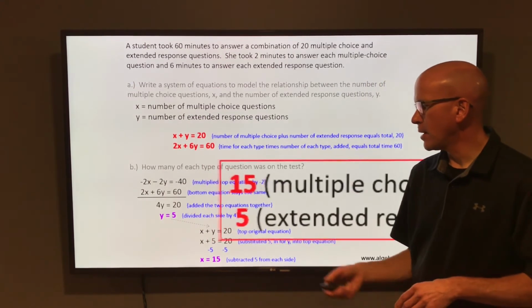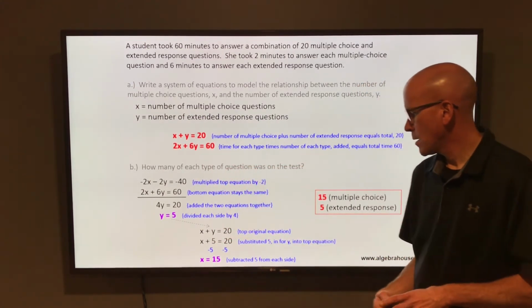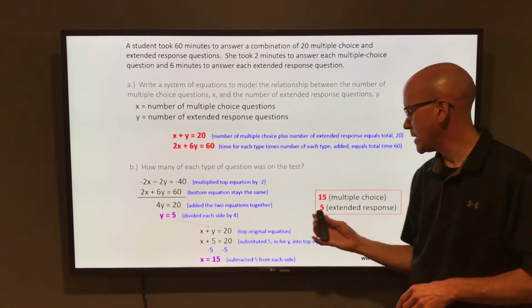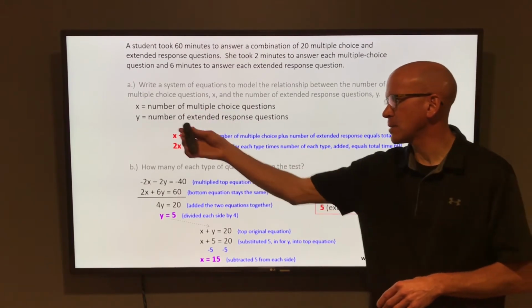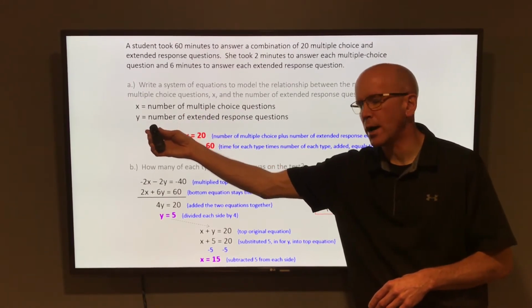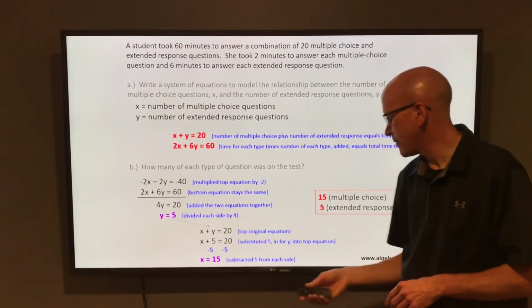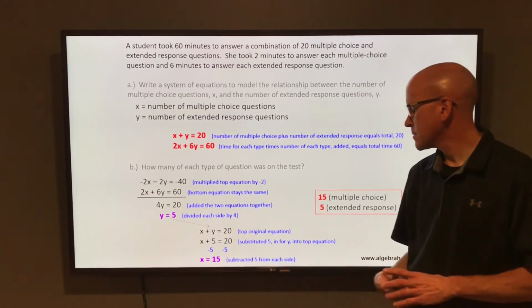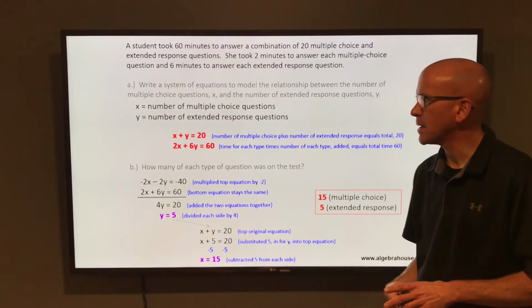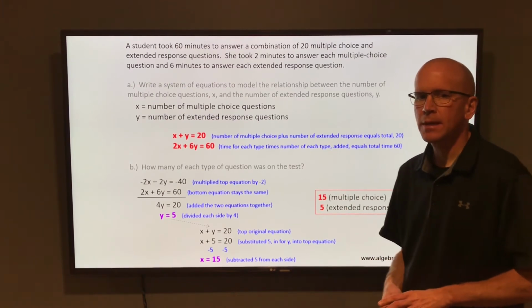So the number of multiple choice questions was x. That's 15. 15 multiple choice. And the number of extended response questions we represented with the y. We found out that y is 5. 5 extended response. So 15 multiple choice, 5 extended response. That's 20 questions total. And that is the answer.